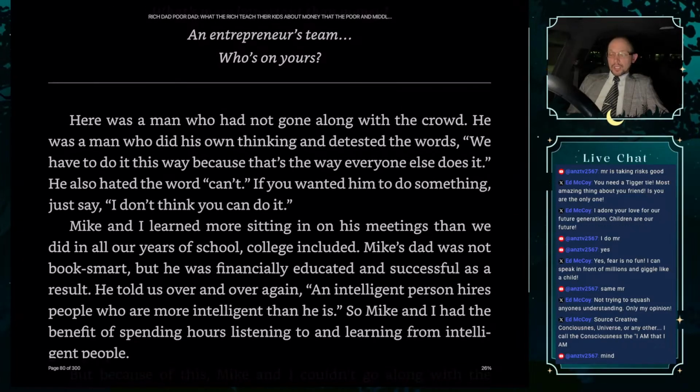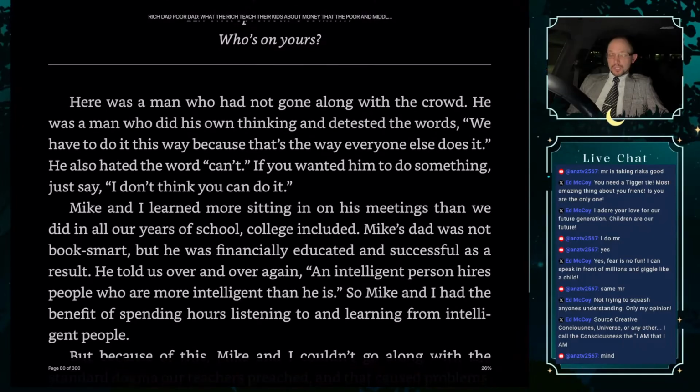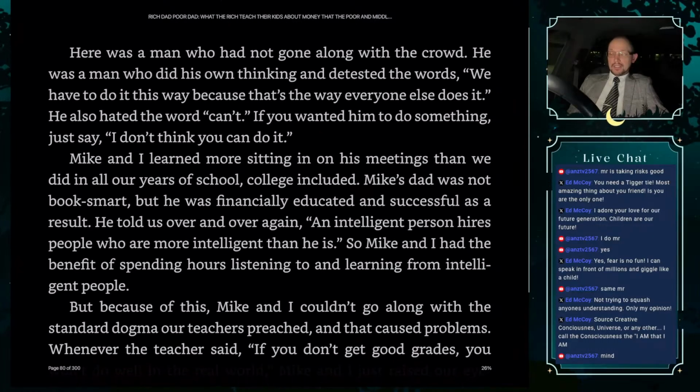Here was a man who had not gone along with the crowd. He was a man who did his own thinking and detested the words, "We have to do it this way because that's the way everyone else does it." He also hated the word "can't." If you wanted him to do something, just say, "I don't think you can do it."